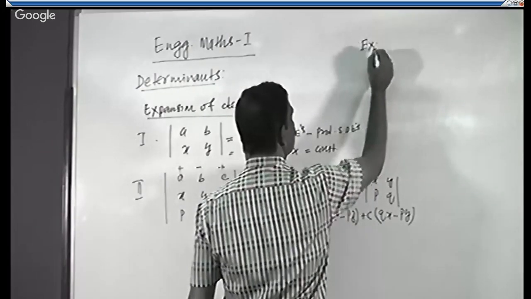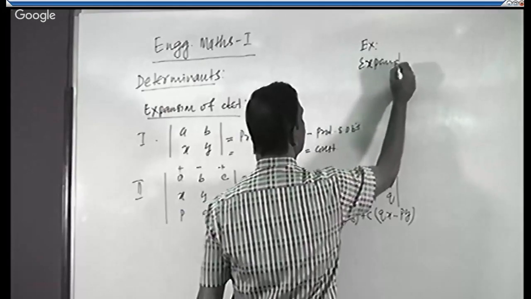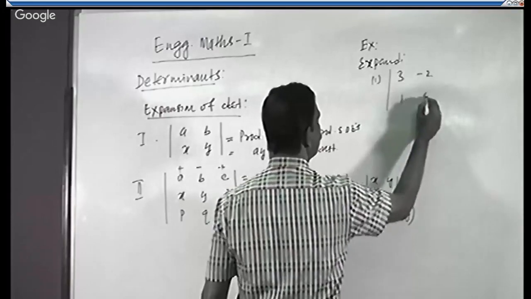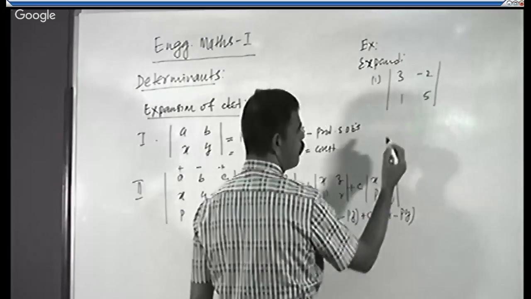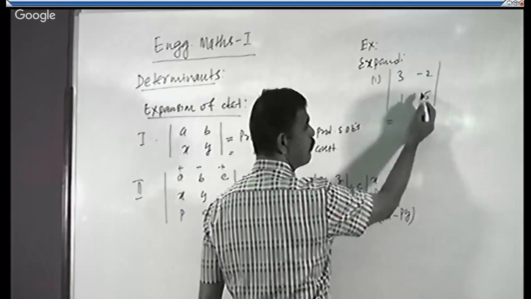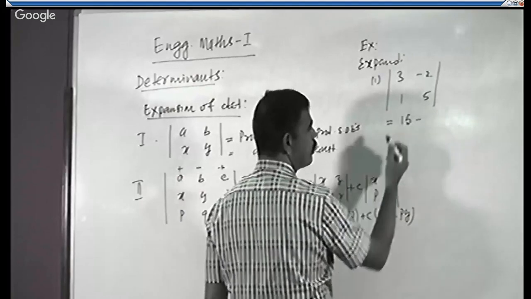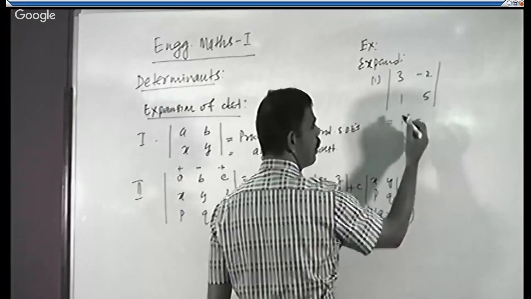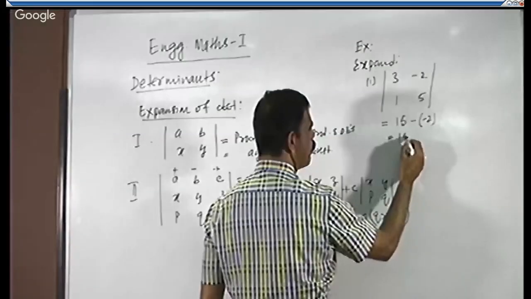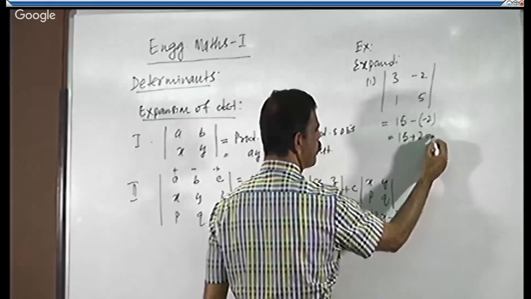Example. Expand the determinant 3, minus 2, 1, 5. The value of this is what? Product of principal diagonal elements 3 and 5: 3 into 5, it is 15, minus 1 into minus 2, the product of the secondary diagonal elements. Minus 2. So finally 15 minus of minus 2, that is 15 plus 2, is 17.